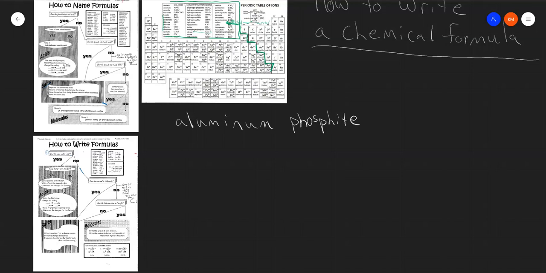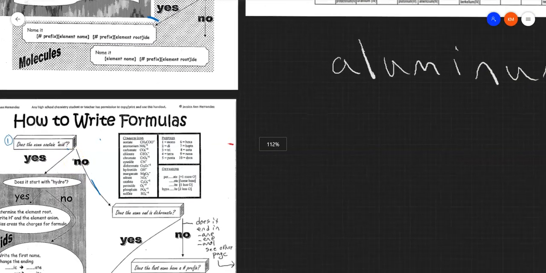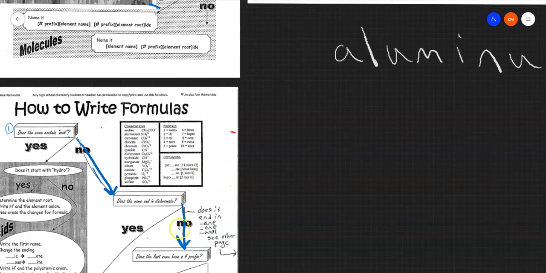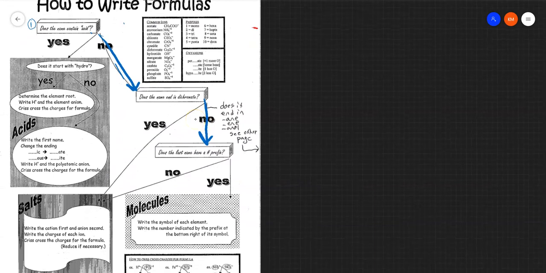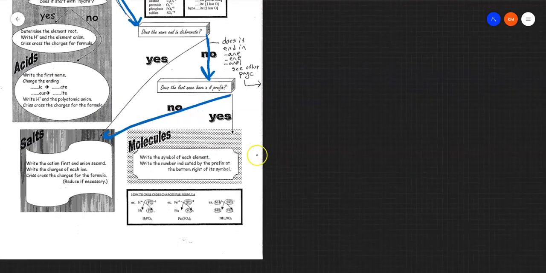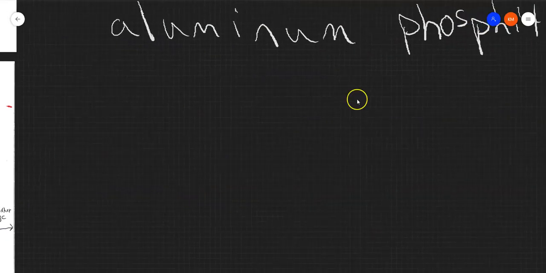So if I come here, does it start with acid? No. Does it have dichromate? No. Does it have a number prefix? No. It's just phosphite. There's no di or tri or anything in front of it. So we're doing the exact same thing. Cation first, then anion, then crisscross. So I have aluminum phosphite.